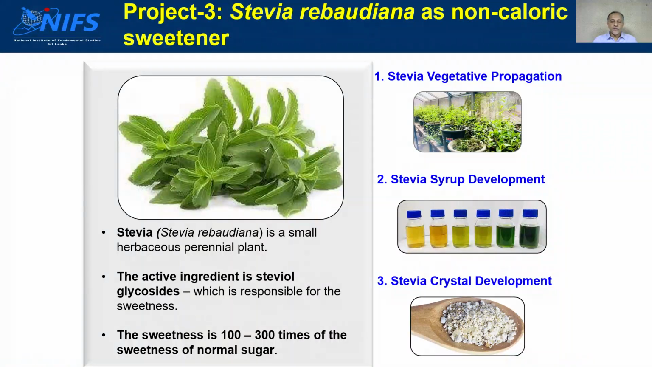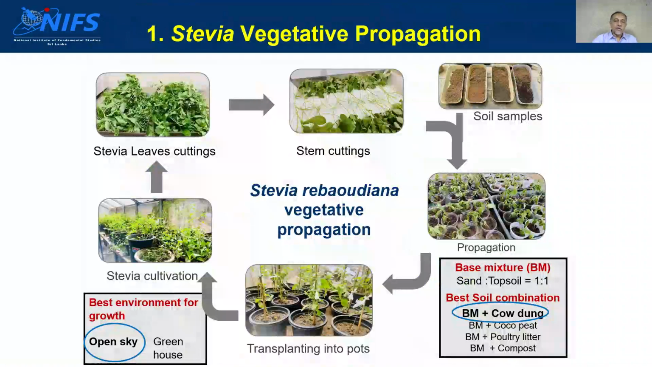In this project, we have given focus to 3 important aspects. The first one is stevia vegetative propagation. The second one is stevia syrup development. The third one is stevia crystal development. Let us see these 3 different aspects one by one. First is Stevia rebaudiana vegetative propagation.